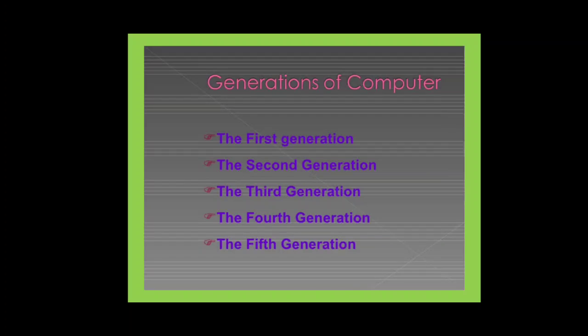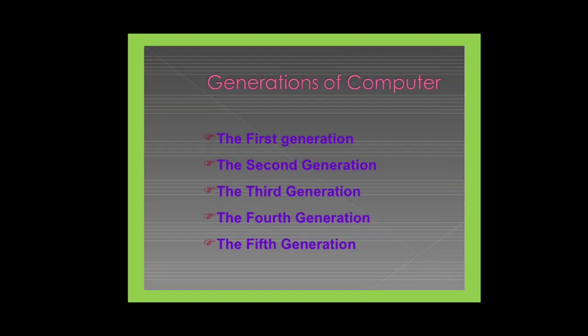This is between the years 1942 to 1954, and this generation of computers used vacuum tubes for circuitry and magnetic drums for memory, taking up entire rooms. And comes the second generation. This generation of computers used semiconductor technology, which came into the picture with the invention of transistors. So second generation computers used transistors.